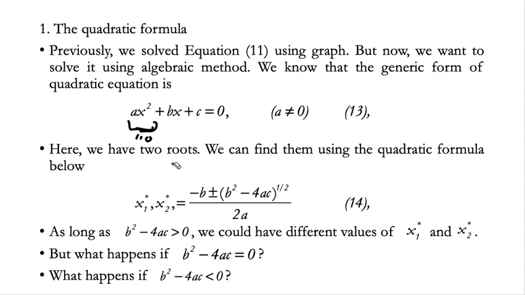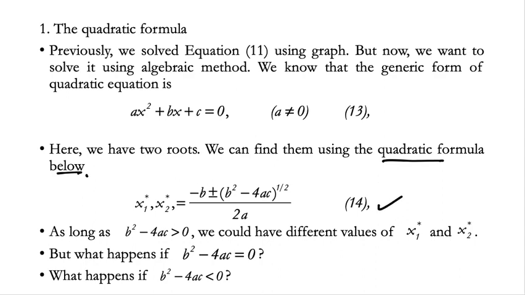Now, for expression 13, this is just revision of what you have done in your high school or middle school. Here we have two roots. We can find them using the quadratic formula below. I'm sure you have seen this quadratic formula. It is minus b plus or minus the square root of b squared minus 4ac, and then divided by 2a. So this is expression 14.